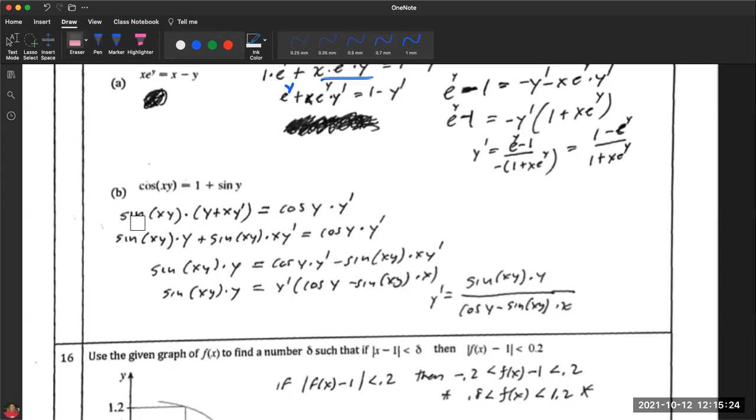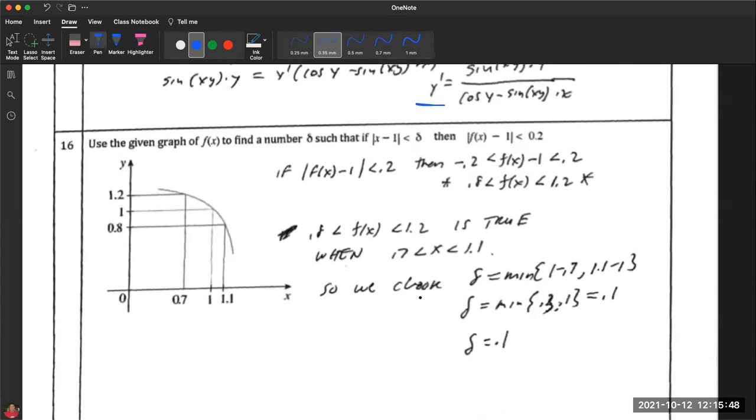Now, notice that this is a multiply, so I can't just move this over. I have to distribute the sine xy to both pieces. And so notice both pieces get the sine. And then now I move this over here, and then you can factor out the y primes. And then you can solve for that. So just keep that in mind.